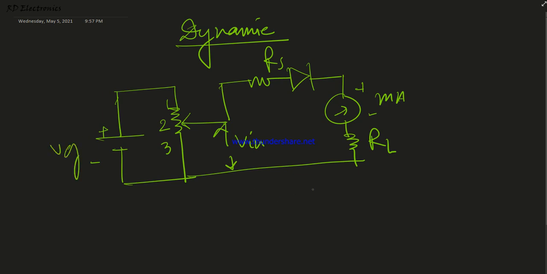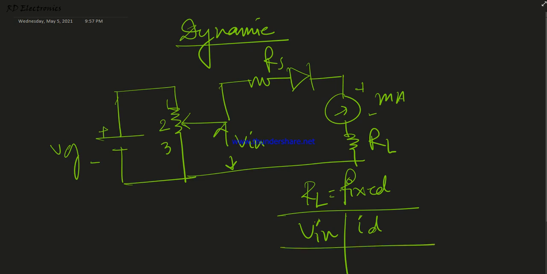Now for dynamic characteristics, what is the variation of the parameter? Here first of all we fix the value of RL. For any fixed value of RL, we vary V input and record the value of current. For different values of RL, like 100 ohm, 200 ohm, 220 ohm, 330 ohm, different types of resistance are available in the market. So if we vary this V input, then ID will also change.